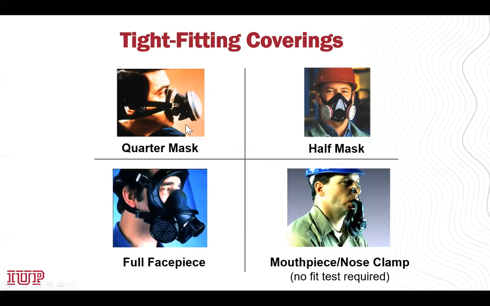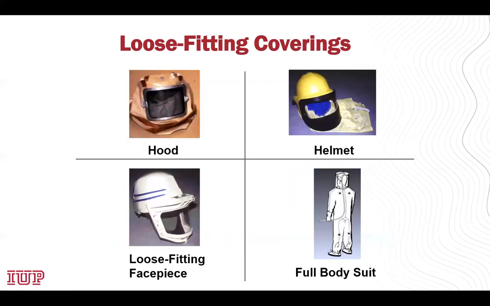There you see a quarter mask over the nose and underneath the lip. Half mask goes under the chin and over the nose. Full face covers the face from the forehead to below the chin, and the mouthpiece just sits inside the mouth. Loose fitting respirators. You can see there's a blast hood, helmet, loose fitting facepiece. You see a lot of these on powered air purifying respirators, and then a full body suit at the bottom there.